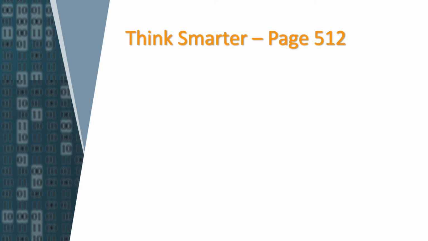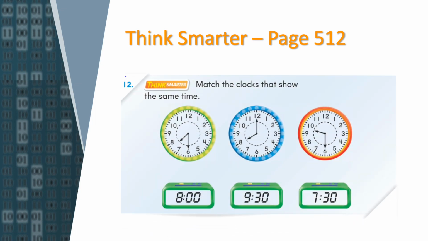Let's look at a Think Smarter question on page 512. Match the clocks that show the same time. So, in the first green clock, what time is it, children? Very good. The hour hand is between 7 and 8. So it is 7:30. That's correct. And in the second clock, it is 8 o'clock.